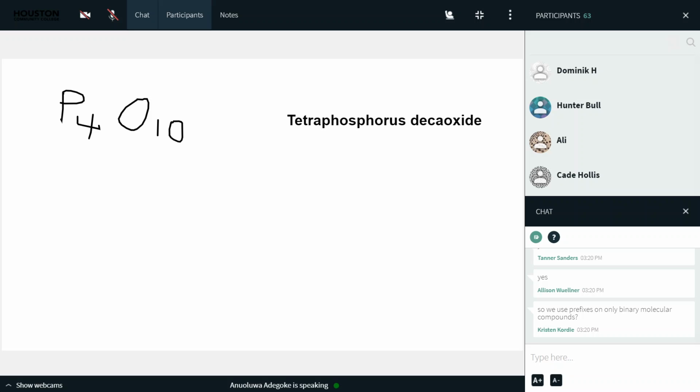This tetra is because there are 4 here. Did you see that little table I showed for the prefixes, mono all the way to deca? You want to memorize that table for the exam. 10 is deca. Okay, let me give us another one now before we close today.